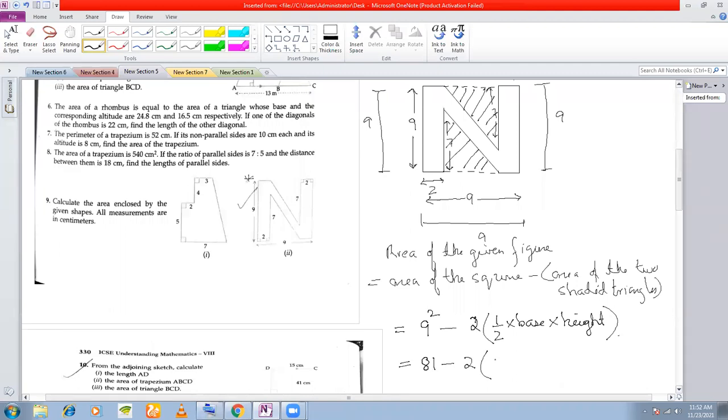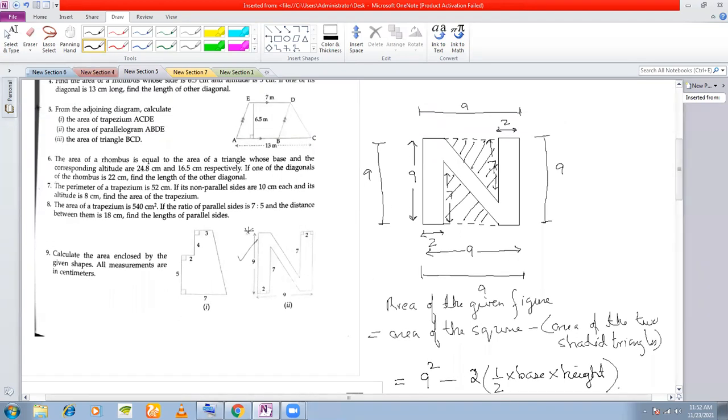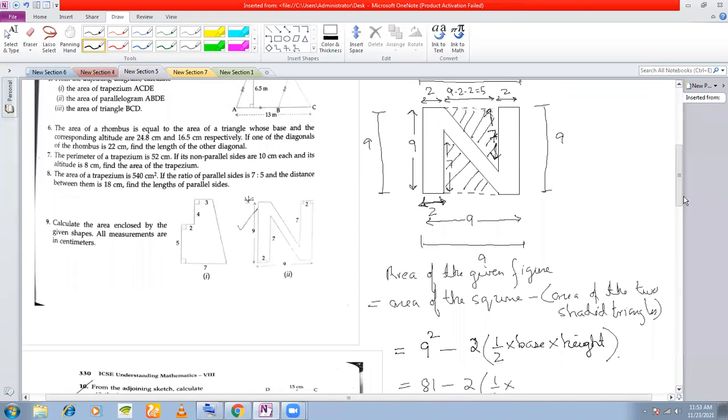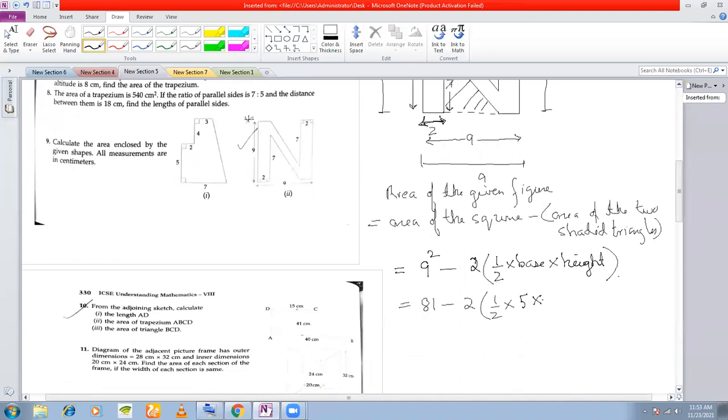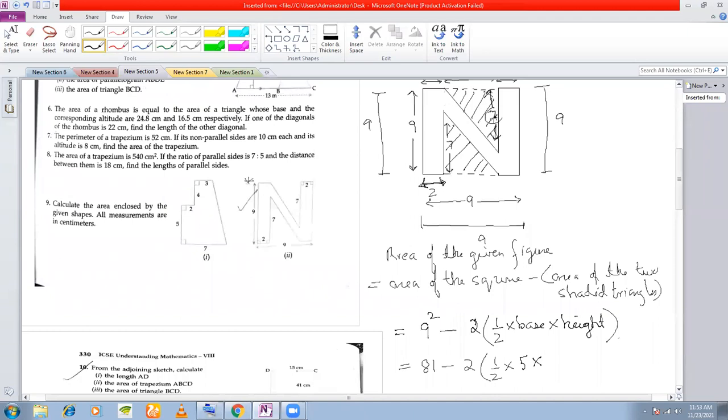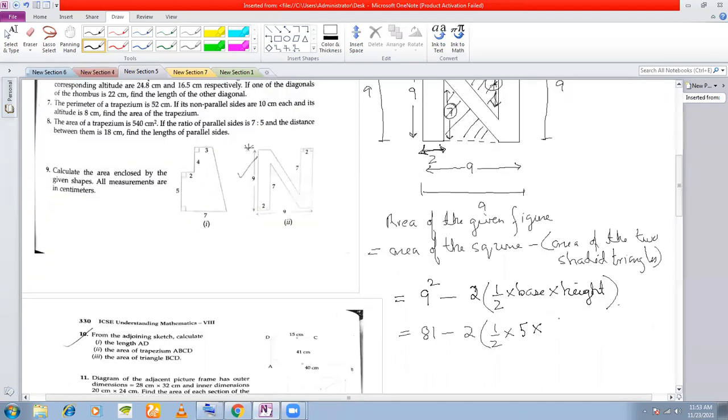What is the area of each triangle? Half base into height. What is the height here? Height here is clearly 7, right? And what is the base here? See, this length is also 2, right? So what is this length here? Sir, 5. It is 9 minus 2 minus 2, which is equal to 5, right? So base here is 5. So twice half into base into height. Base here is 5, and the height here is 7 for both the triangles. This is 7, this is 7, right?